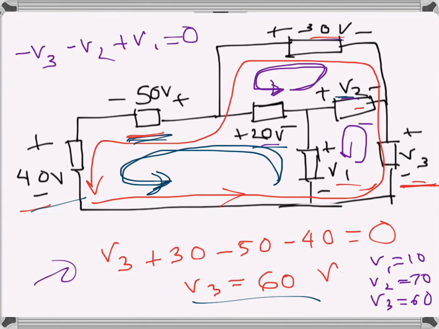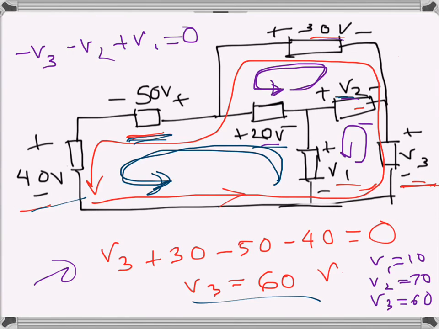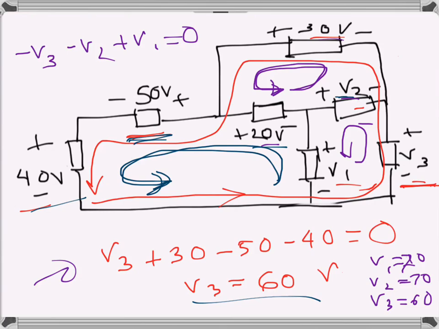V1 is 70, sorry. V1 is 70 here. V3 is 60 and V2 is 10.